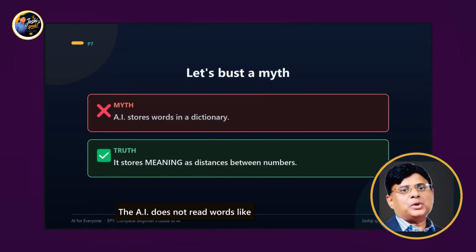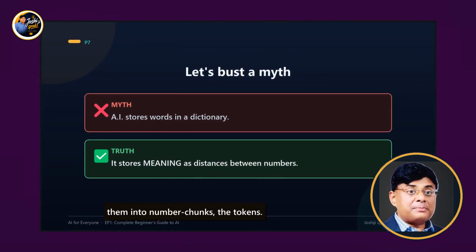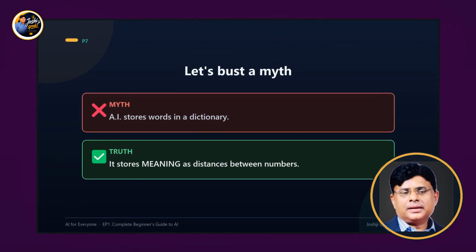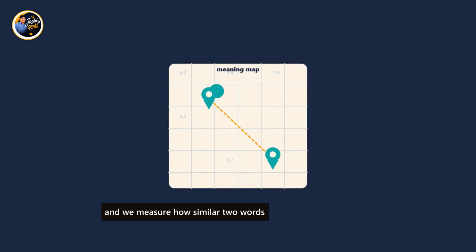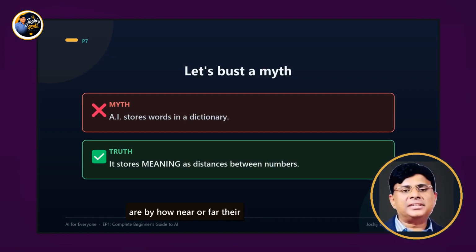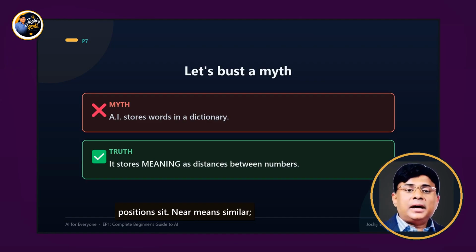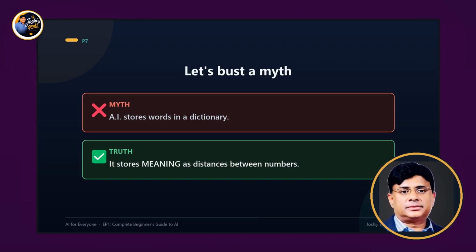The AI does not read words like us at all, it first chops them into number chunks, the tokens. And it does not keep a dictionary, it stores meaning as a position on that map of numbers, and we measure how similar two words are by how near or far their positions sit. Near means similar, far means different.